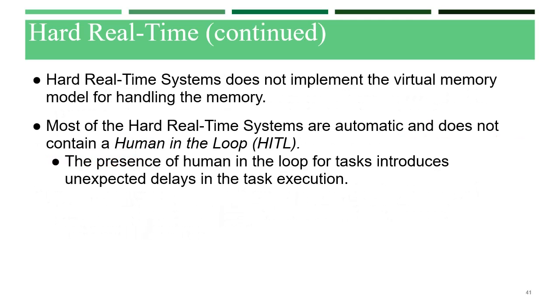Hard real-time systems do not implement the virtual memory model for handling the memory. This eliminates the delay in swapping in and out of the code corresponding to the task to and from the primary memory. In general, the presence of a human in the loop for a task introduces unexpected delay in the task execution. Most of the hard real-time systems are automatic and do not contain a human in the loop.